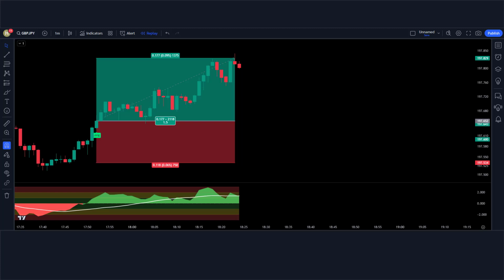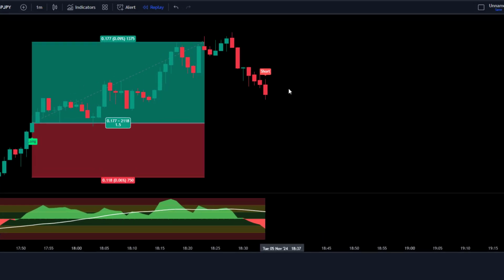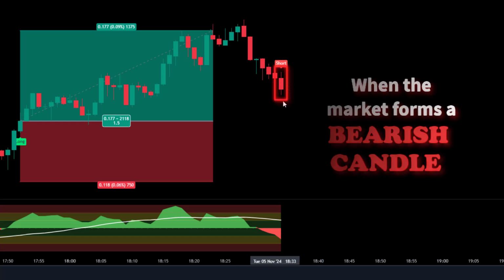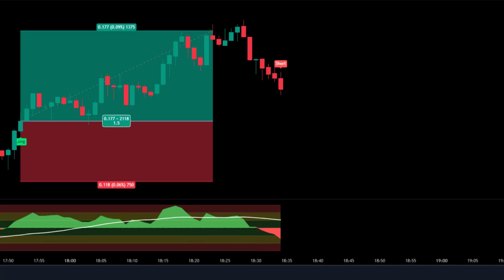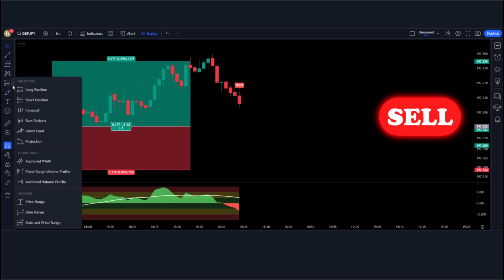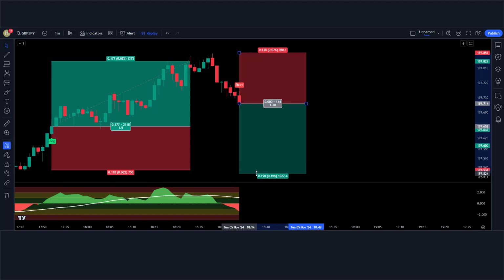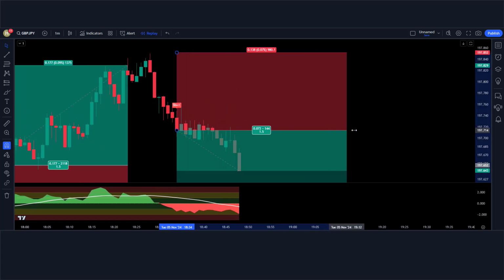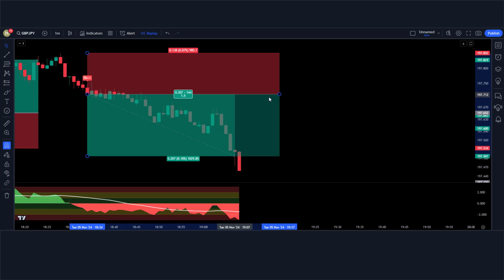Now let us understand short position. When the twin range filter indicator gives us sell signals. When the market forms a bearish candle. When the histogram of Z-score probability indicator is oversold. If this condition is fulfilled, then we will place sell order. Our stop loss will be placed at the current market's higher level. And the risk to reward ratio will be 1:1.5. The market has completely hit the target.